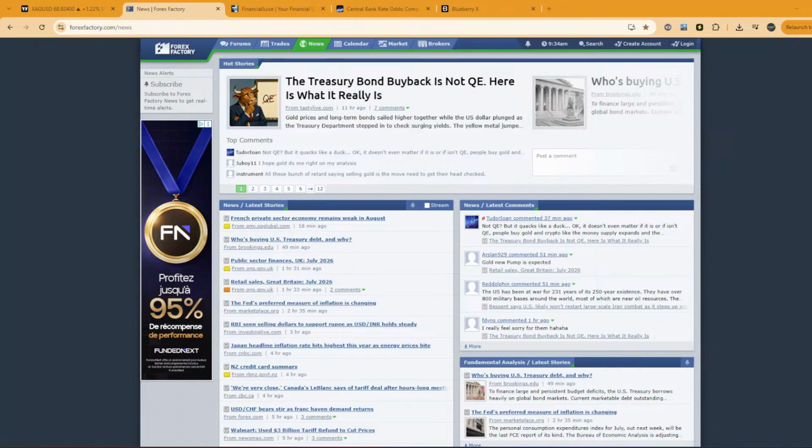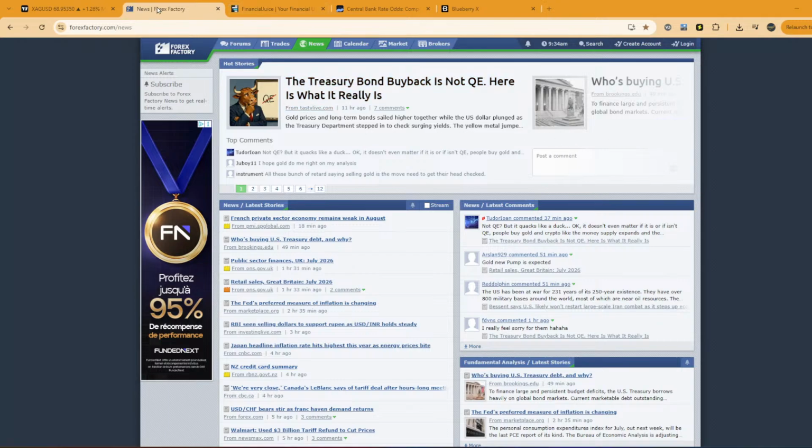QE. What is QE? Yes, quantitative easing. Digital money creation. So it is basically the money printing machine. Quantitative easing. So the Treasury bond buyback is not quantitative easing. Okay. So this person is explaining that.